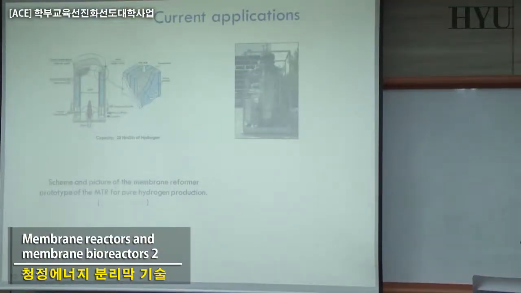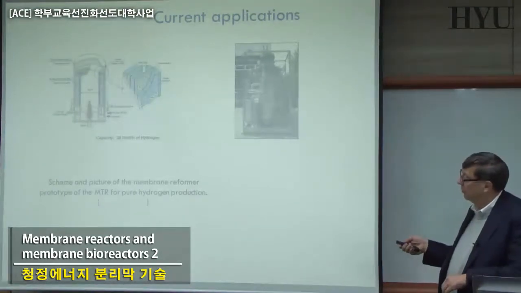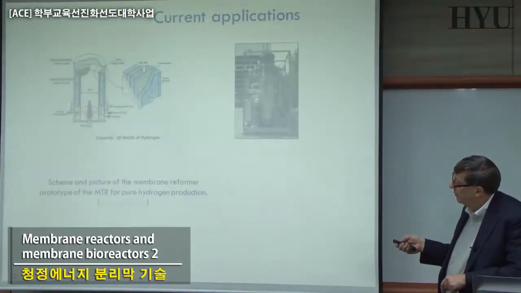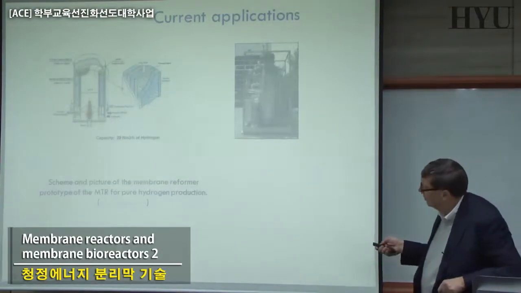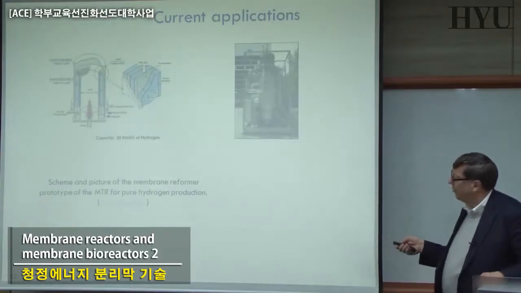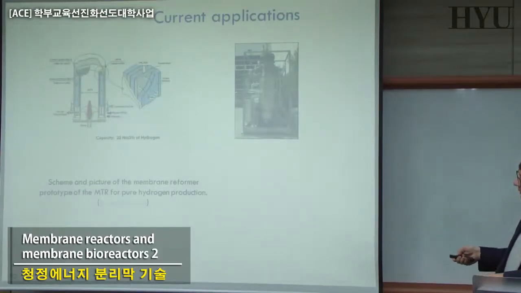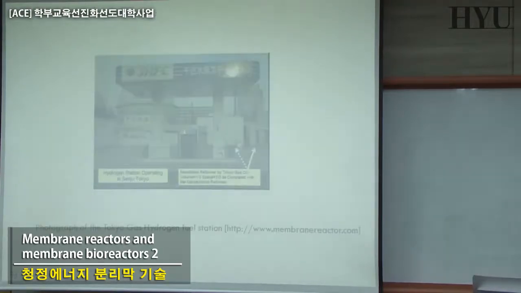Keep in mind that some other applications of this kind already exist. These are real plants already installed, basically in Japan. That is a system that is already producing 20 normal, I don't remember which number here, cubic meter per hour of hydrogen, and that is a typical membrane reformer, used just for hydrogen production. I think it's Japanese engineering, this one.